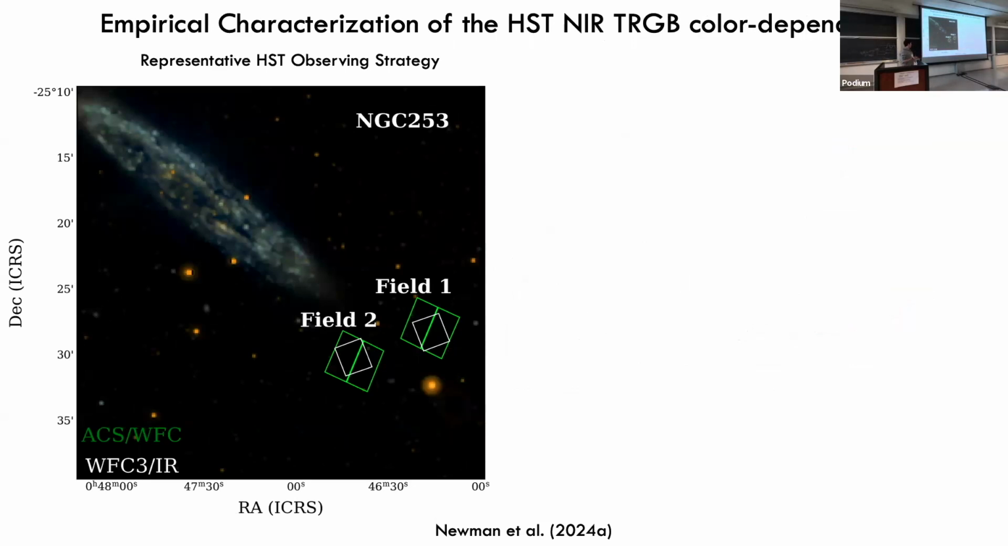We had an HST program as a preparatory program for JWST. We imaged 4 galaxies, 2 fields per galaxy. And each set of observations had overlapping F814W HST, which already has a well-known TRGB calibration, as well as near-infrared data.